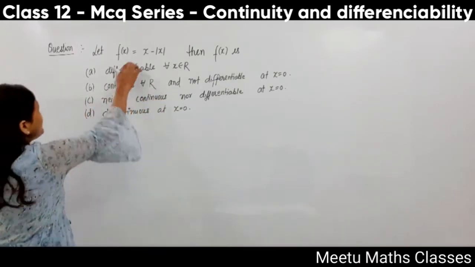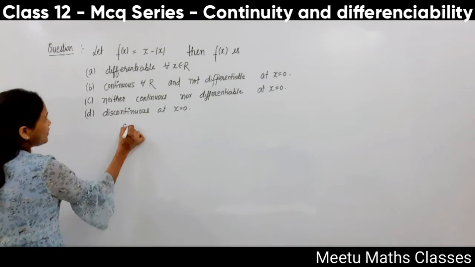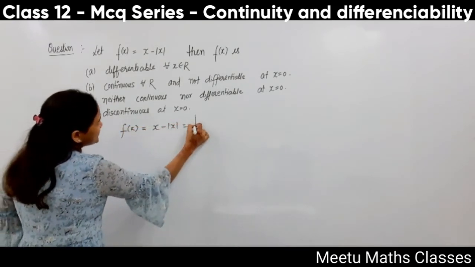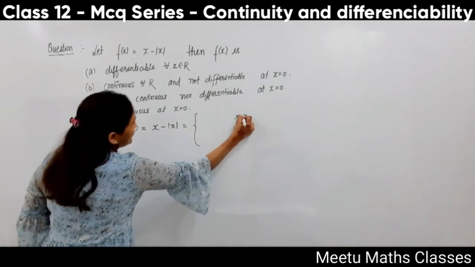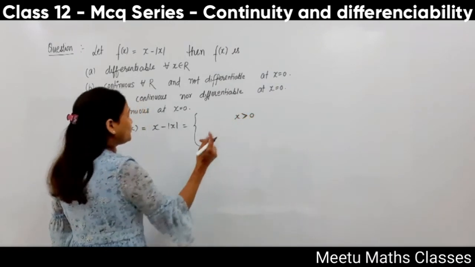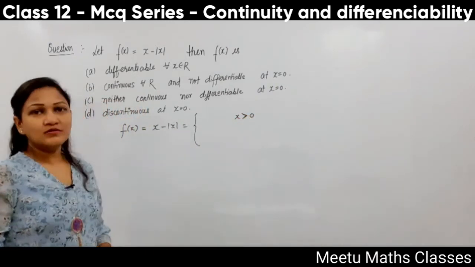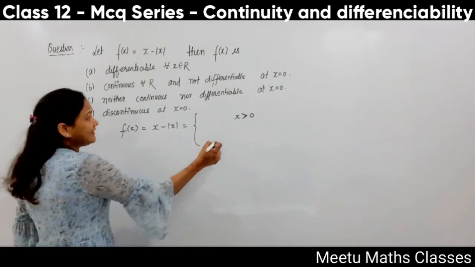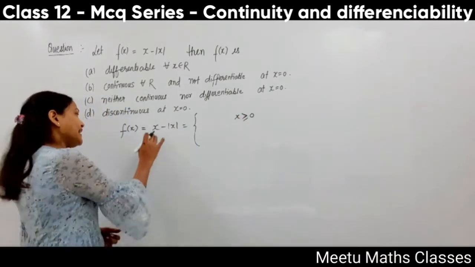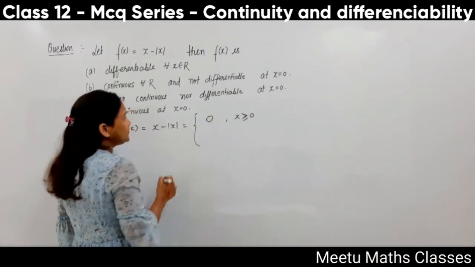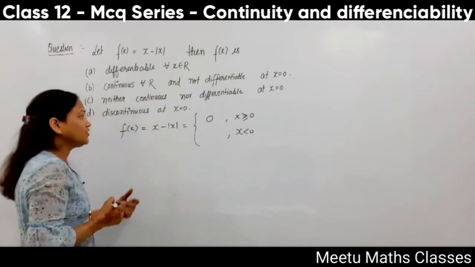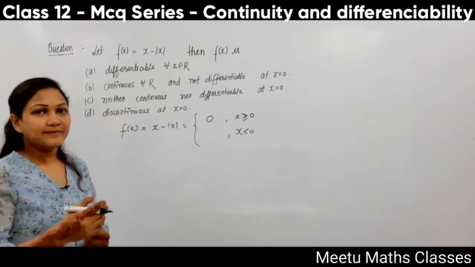So basically first of all you are going to define your function. x minus modulus x, if you define it, when x is strictly greater than 0, or let us take greater than or equal to 0, modulus x will throw x only and x minus x will give you 0. For x less than 0, your modulus x will throw minus x.